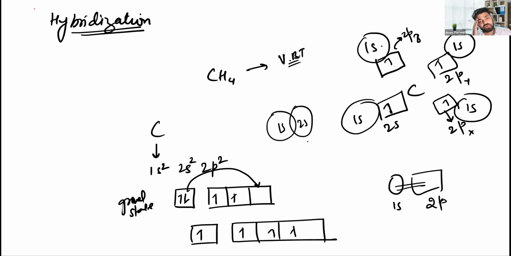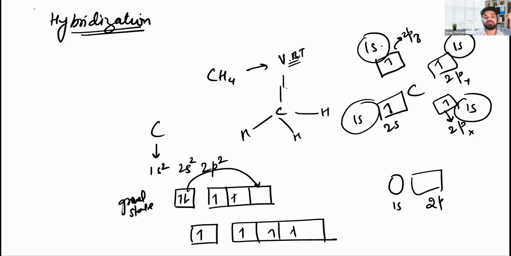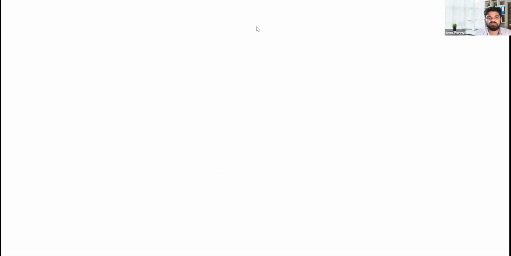But actually, when we observe the structure of methane, we find that all the bonds have equal bond length, equal bond angle, and equal strength. We cannot say that this bond is weaker and this bond is stronger. So there is a hypothetical concept that comes to explain this: hybridization. What does this theory mean?